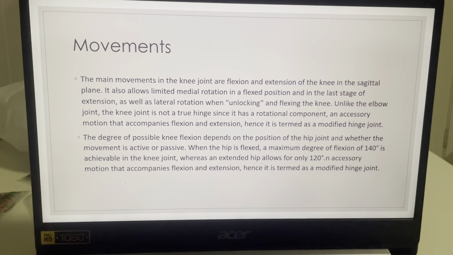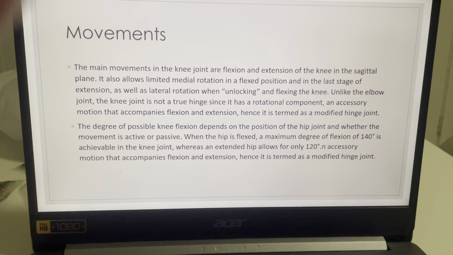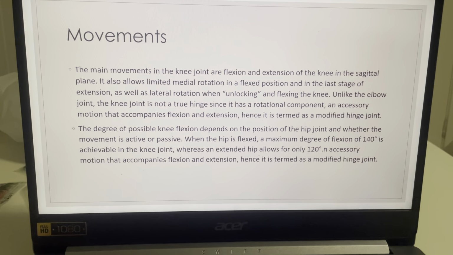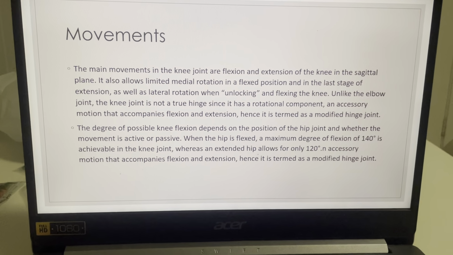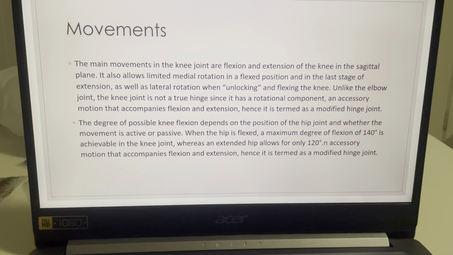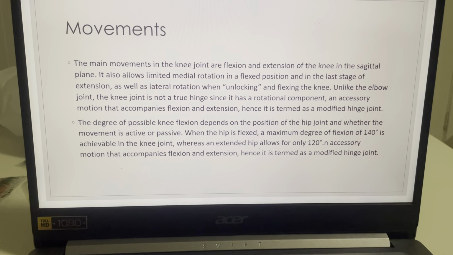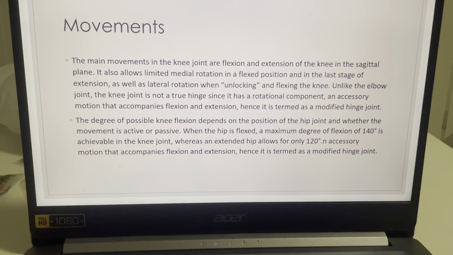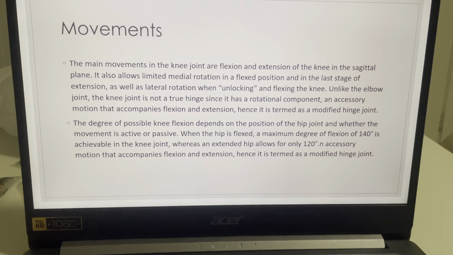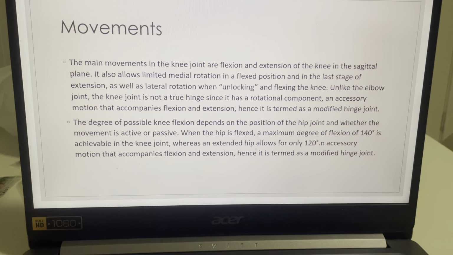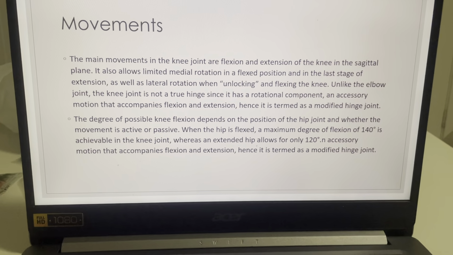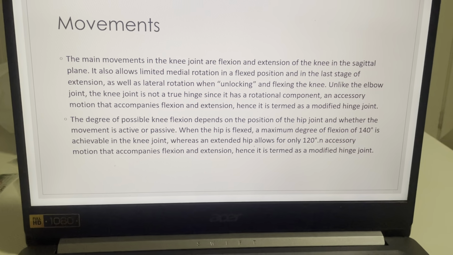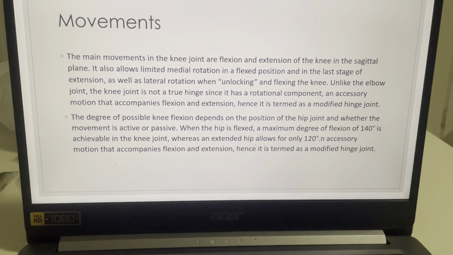Movements. The main movements in the knee joint are flexion and extension of the knee in the sagittal plane. It also allows limited medial rotation in a flexed position and in the last stage of extension, as well as a lateral rotation when unlocking and flexing the knee. Unlike the elbow joint, the knee joint is not a true hinge since it has a rotational component, an accessory motion that accompanies flexion and extension. Hence, it is termed a modified hinge joint.